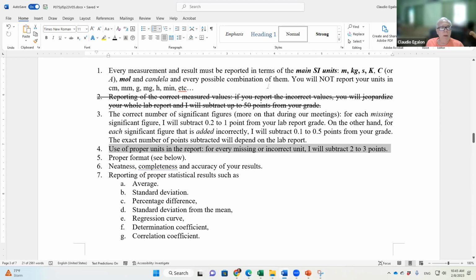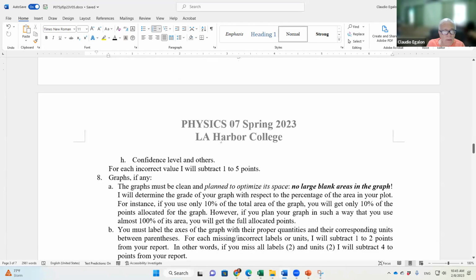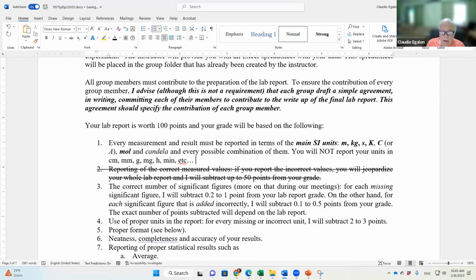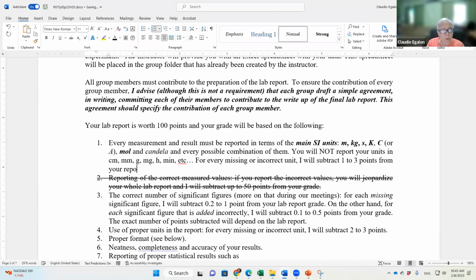What else? I have measurement. I didn't write that down here, right? Yeah, I should write that down here. Let's see if I did that further down. Okay, I should tell you here, for every missing or incorrect unit, I will subtract 1, 2, 3 points from your report.